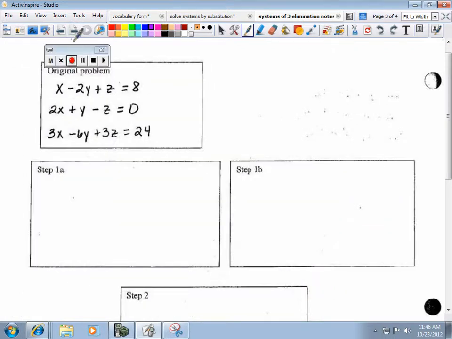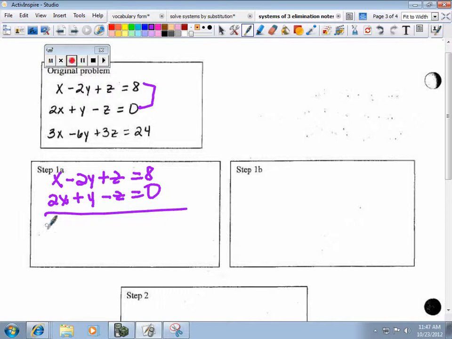Same thing, you're going to pick 2 and cancel something. It jumps out to me right here that your z's will cancel immediately. So x minus 2y plus z equals 8, and 2x plus y minus z equals 0. Draw a line and combine. x and 2x gives you 3x. Negative 2y plus y is minus y. z's cancel, equals 8.